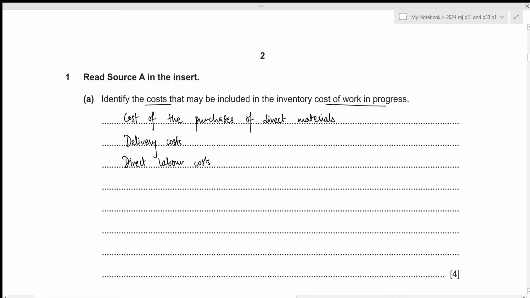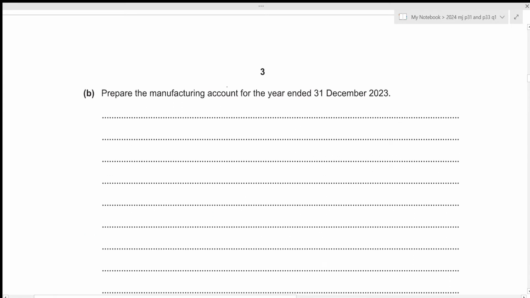And the last one will be the production overheads, or we can just split it up as fixed production overheads and variable production overheads. Let's just write down variable production overheads. Since this is a 4 marks, 4 of these costs will be enough. That is all for the first part. Let's move towards the second one. We need to prepare the manufacturing account for the year ended 31st December 2023. Okay, this is the manufacturing account.